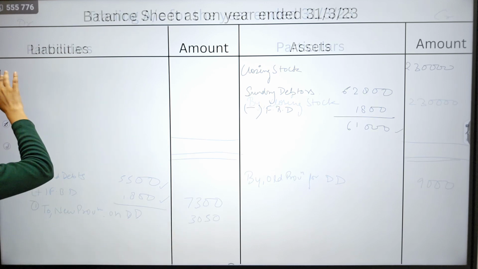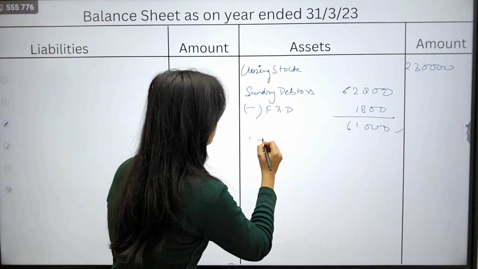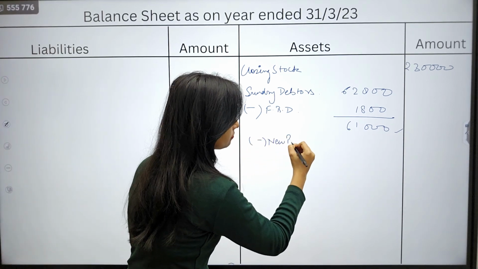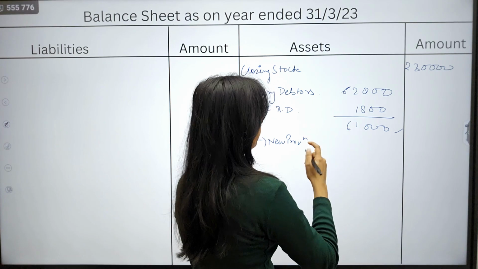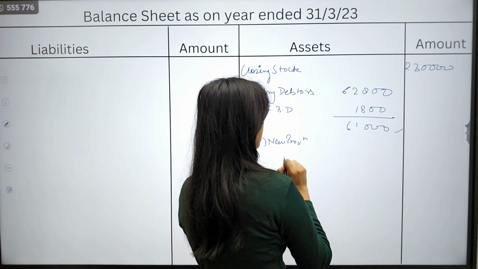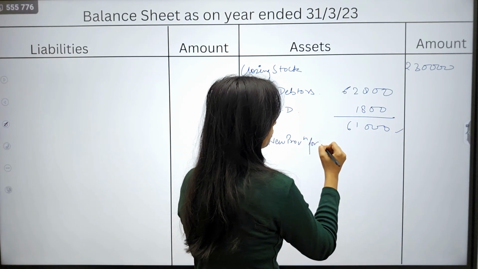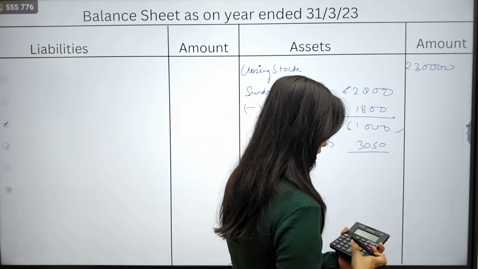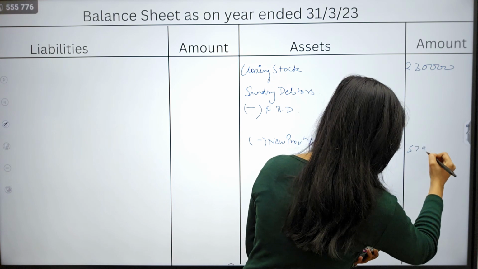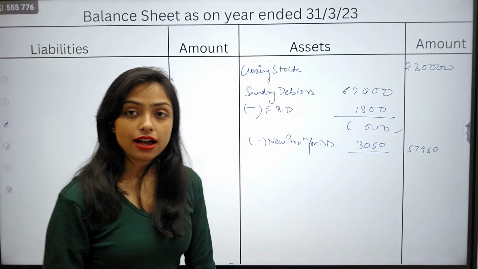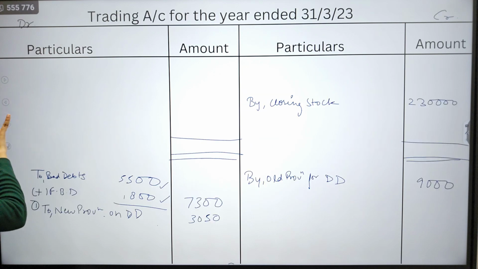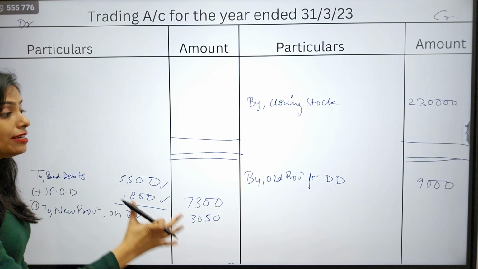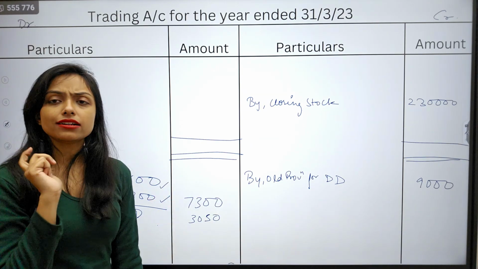The second place would be, we are going to reduce the new provision from the sundry debtors that are remaining, that is from 61,000. The new provision for doubtful debts, 3050, we will reduce and we'll get 57,950 rupees. Understood?